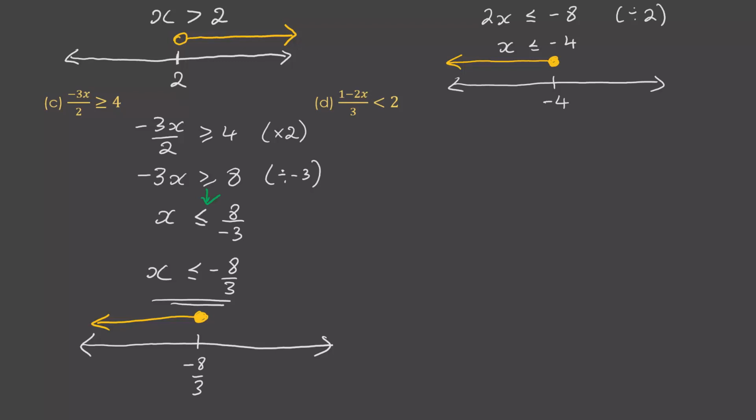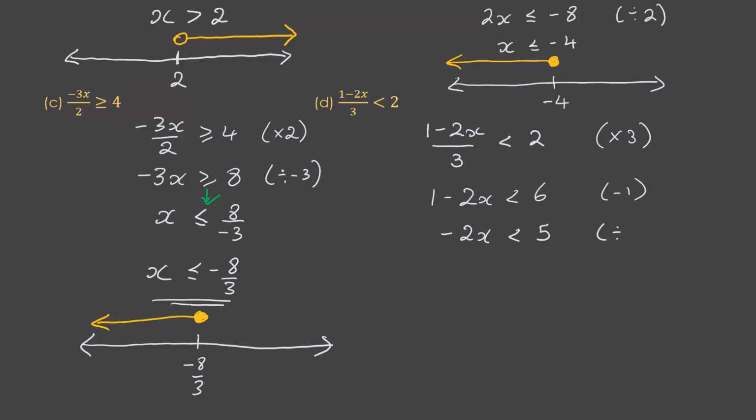Now finally, we have 1 minus 2x over 3 is less than 2. Now my first step in solving here is going to be multiplied by 3 because of the divide by 3 over here on the left hand side. So I've got 1 minus 2x is less than 6. I'm then going to subtract 1 from both sides, and that gives me -2x is less than 5.